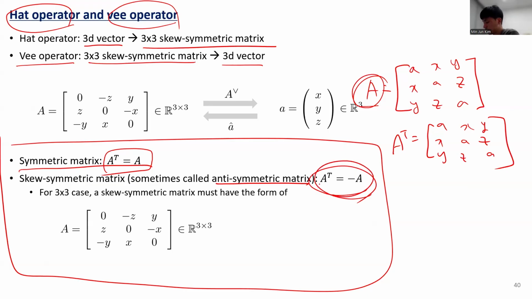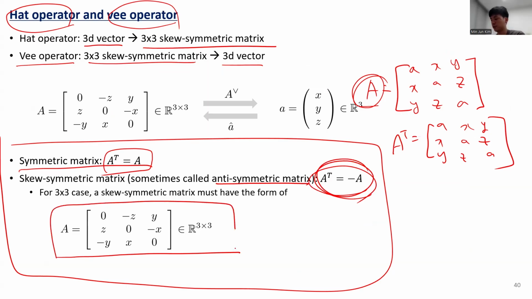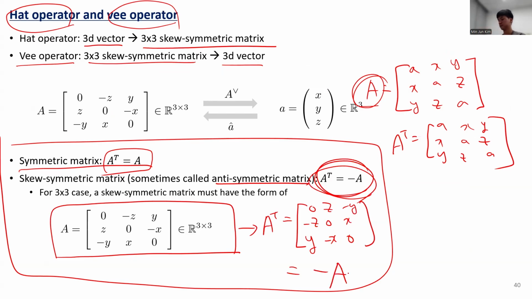And to satisfy this, in the 3x3 case, the matrix should have this form. So if you do A transpose, that is 0, 0, 0 here, and Z, minus X, Y, Z, X, minus Y, which is just minus A. Okay, so this is a 3x3 skew-symmetric matrix. Why do we have a minus here? It's just a convention. Okay, just convention.